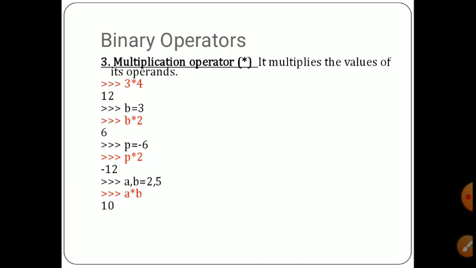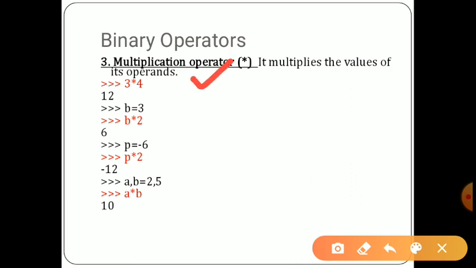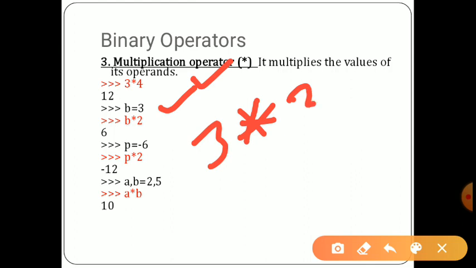In here it just does the multiplication of two values, two operands. Suppose I take one example: 3 multiply 4 equal to 12. If I take one variable and assign the value, like b equal to 3, and b multiply 2. So what's the expression? 3 multiply 2. Okay, if you write it on the computer, it shows multiplication as a star sign, not like that.